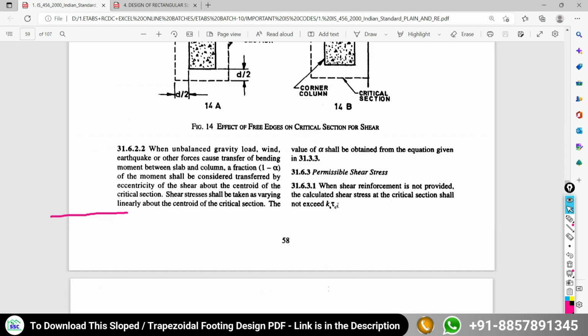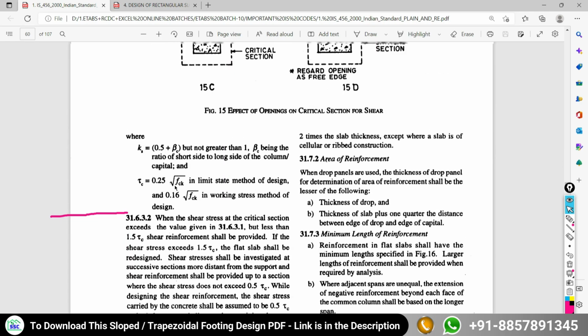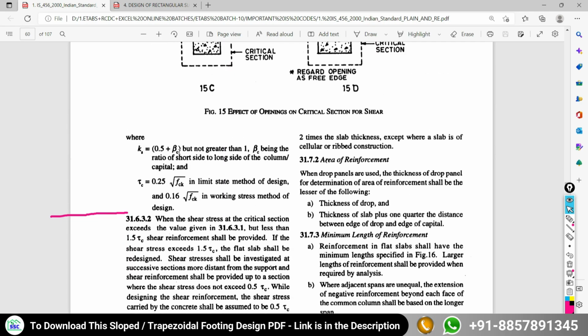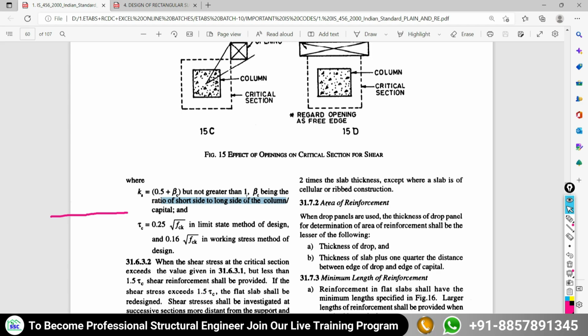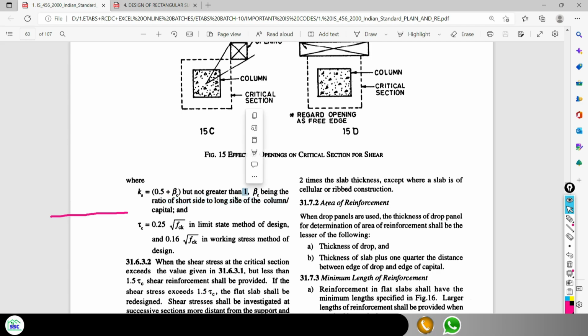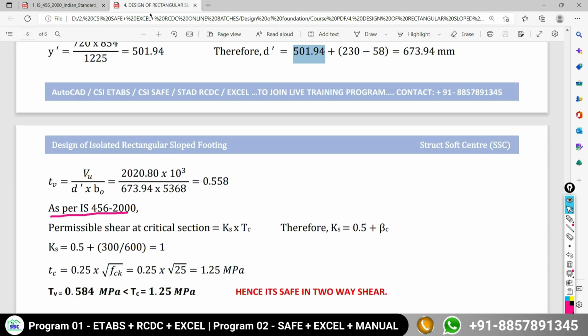So the formula for calculating the punching shear is Ks into tau c, where Ks equals 0.5 plus beta c, where beta c is the ratio of the shorter side of your column to the longer side of your column. And this Ks value should be maximum up to 1 only. You are not allowed to consider a value greater than 1. So we are going to do the calculation in our problem.